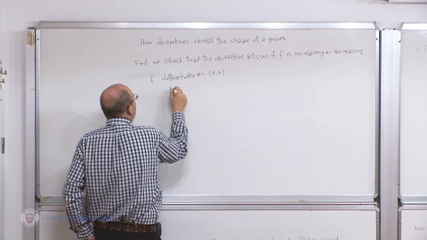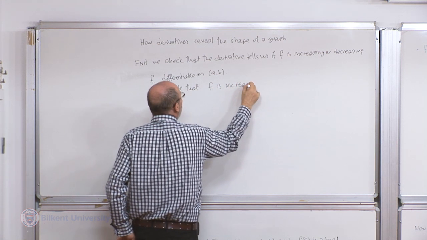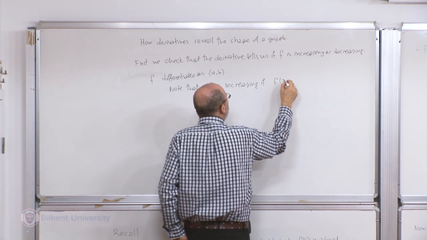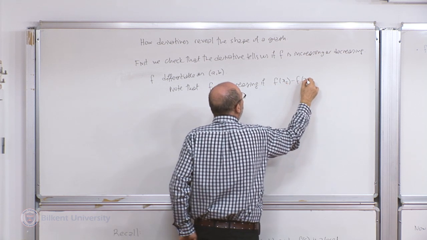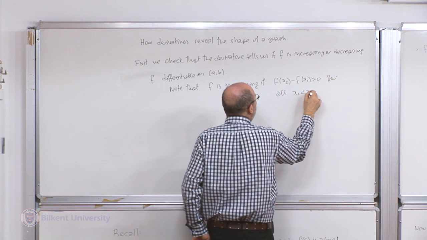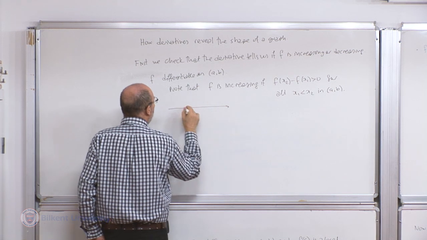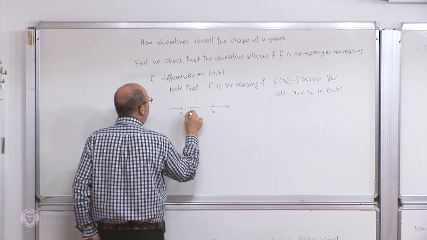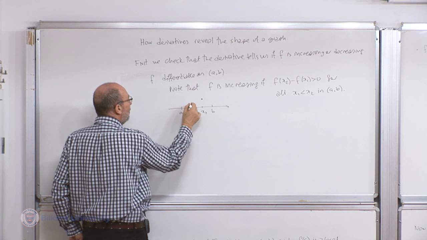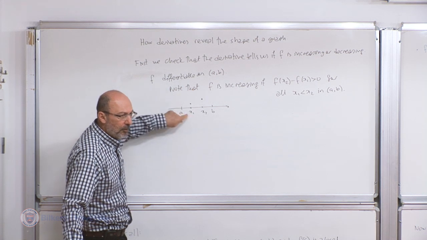By definition, note that we say f is increasing if f(x2) - f(x1), let's use this suggestive notation that we will later use, is positive for all x1 less than x2 in (a, b). So on (a, b), you take two numbers, x1 here, x2 here. If the value of the function here is larger than the value of the function here, we will say that it is increasing. Of course, here you have to check it for all pairs.